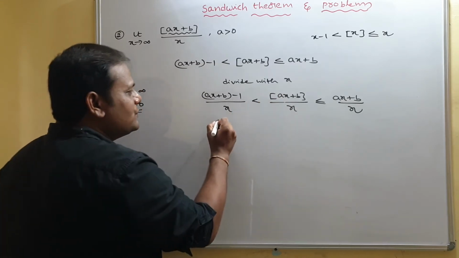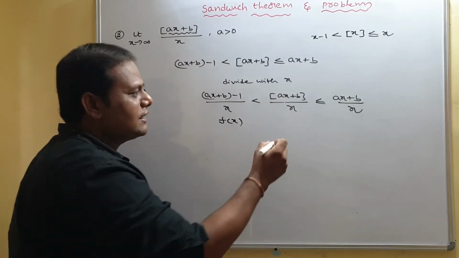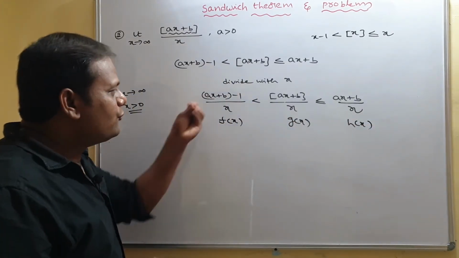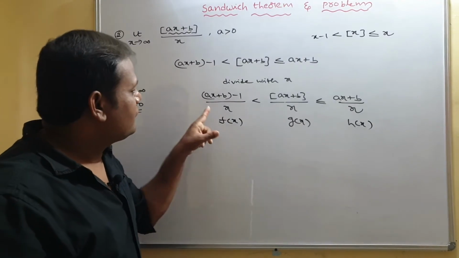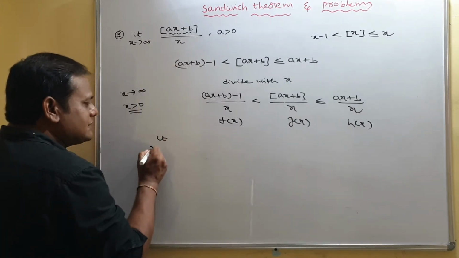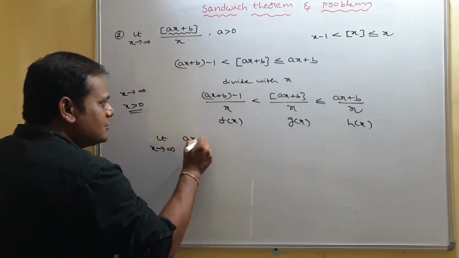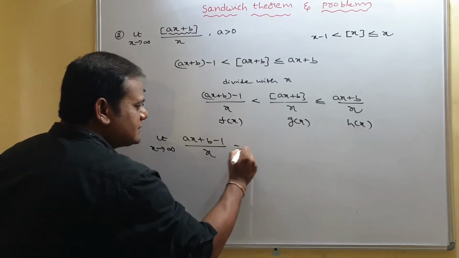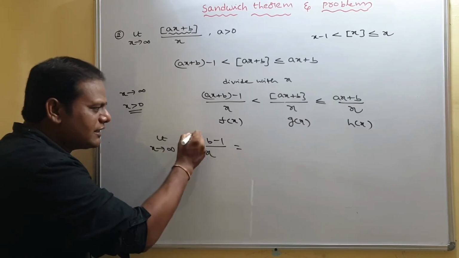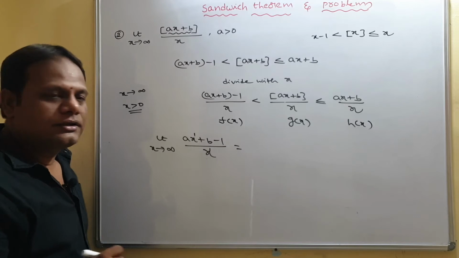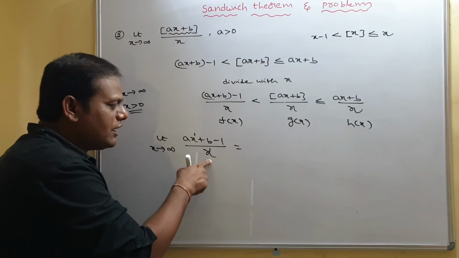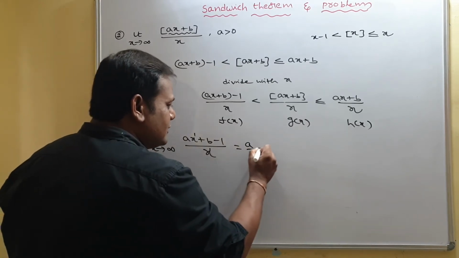Is it? So this is like f of x less than or equal to g of x less than or equal to h of x form. So we find the limits of the first function and last function at infinity. So limit as x tends to infinity of (ax + b - 1)/x. So how to find the limit? Here the degree of numerator is 1, the degree of denominator is 1. So both degrees are the same. So the limit value is the ratio of their coefficients, that is a by 1, that is a.